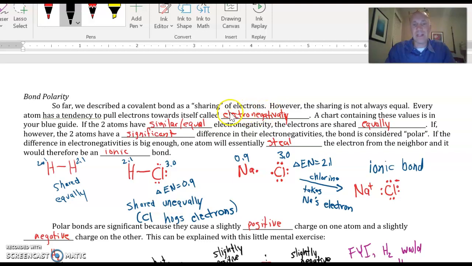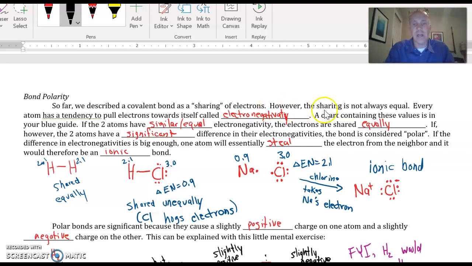And that is a property of an atom to want to pull electrons towards itself. A way that you can think about electronegativity is just to think of it as greediness for electrons. The higher its electronegativity, the more greedy it is, the more it wants to pull the electrons towards it.